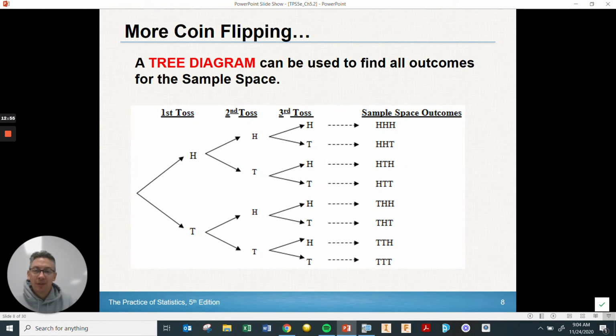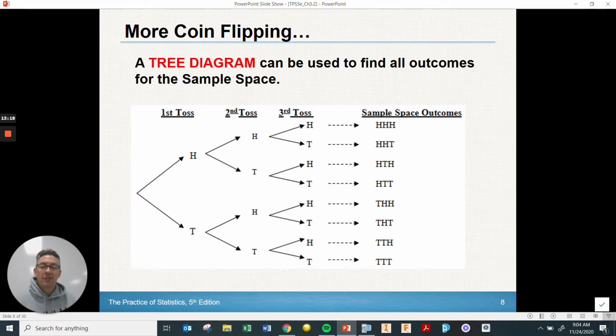Now, I did promise you I was going to show you an easier way to figure out why there were 8 different outcomes, and a tree diagram is really helpful sometimes. In a tree diagram, you break it down one step at a time. The first time I toss the coin, I could get a heads or a tails. I know those are the only 2 things that can happen. And you branch off from there and say, okay, what happens on the second toss?